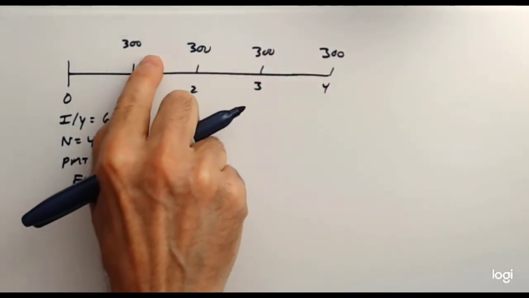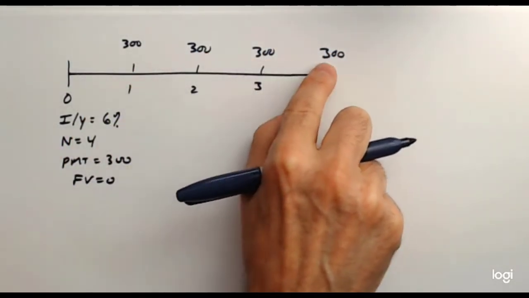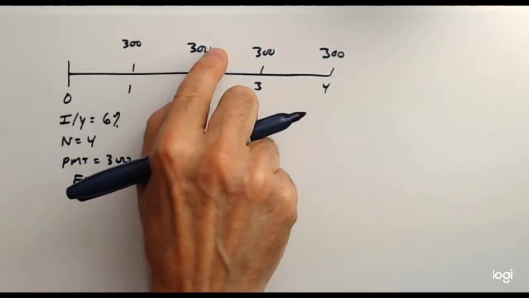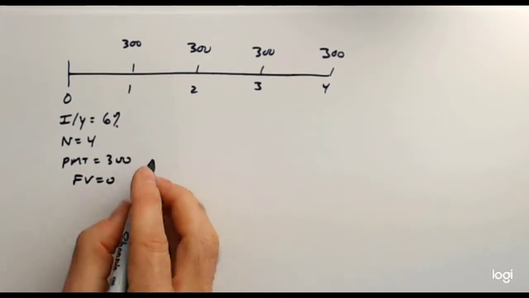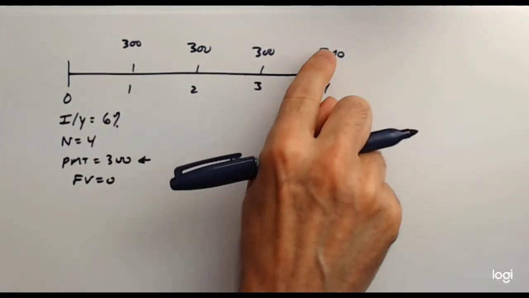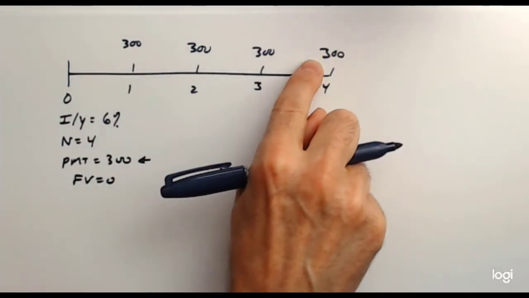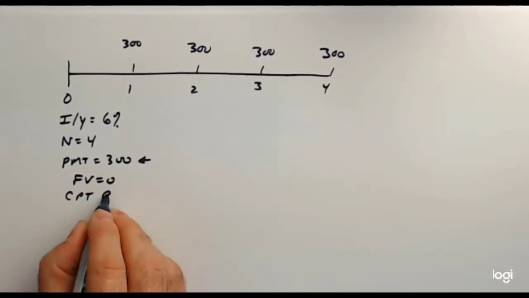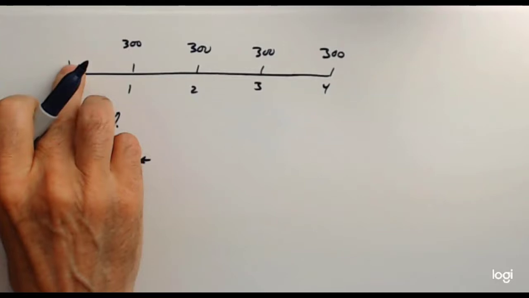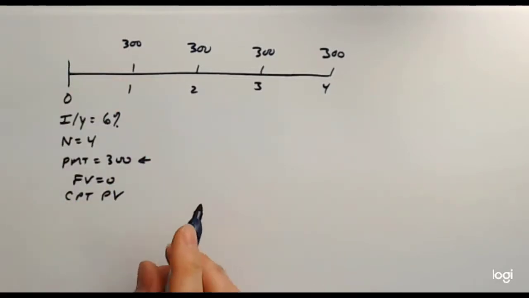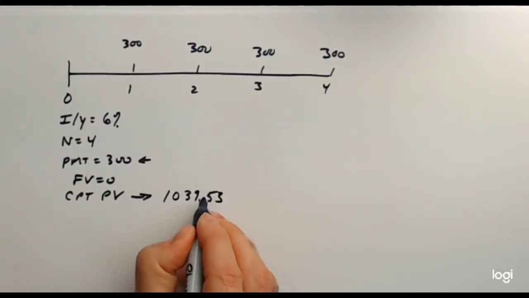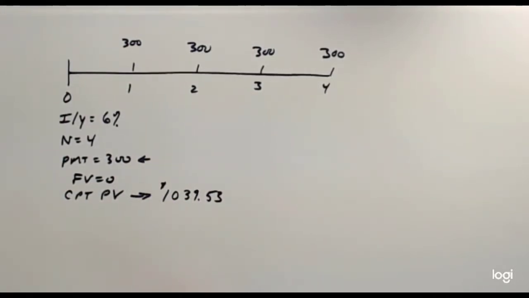Future value is 0. This is considered a payment. Actually, all of these numbers are in the future because we're starting right here, but these are all considered payments, this $300 payment. There is no future value given here, so future value is 0. And we're going to compute the present value of this annuity. What is it worth right at this point in time? Well, you put this into your calculator and you'll get $1,039.53.